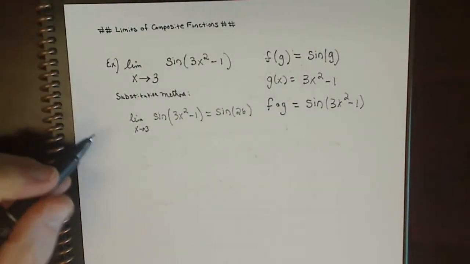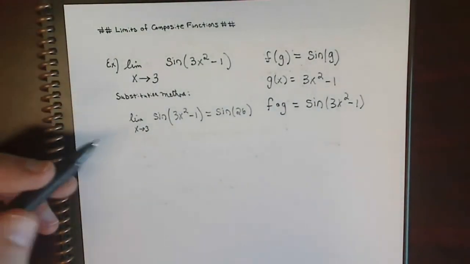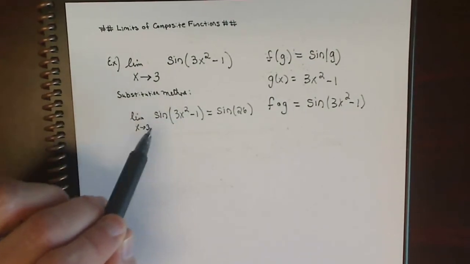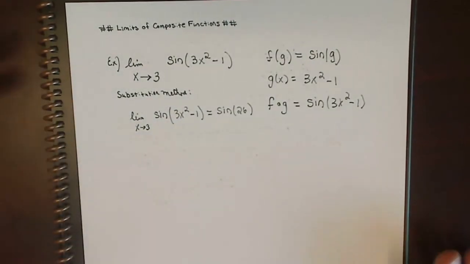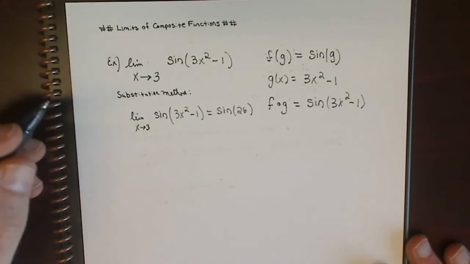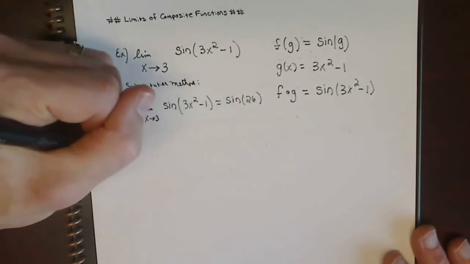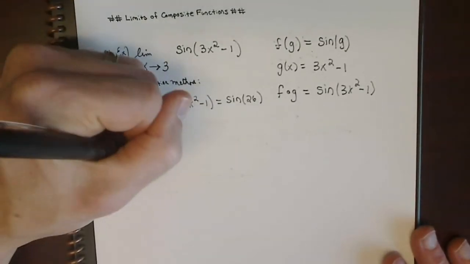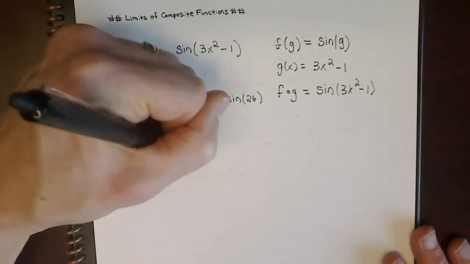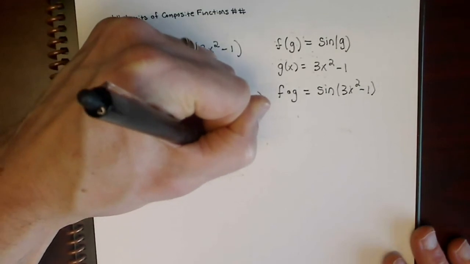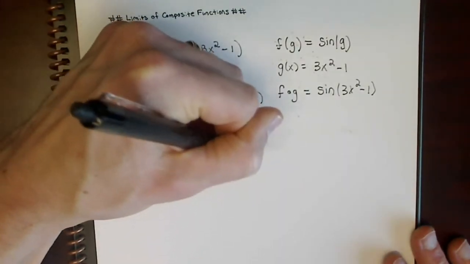But this goes beyond our basic limit laws, because our limit laws deal with polynomials and powers of functions, but not composite functions. So what theorem am I using to be able to utilize the substitution method? And the theorem is a nice theorem about composite functions. So let h of x be a composite function, f of g of x.